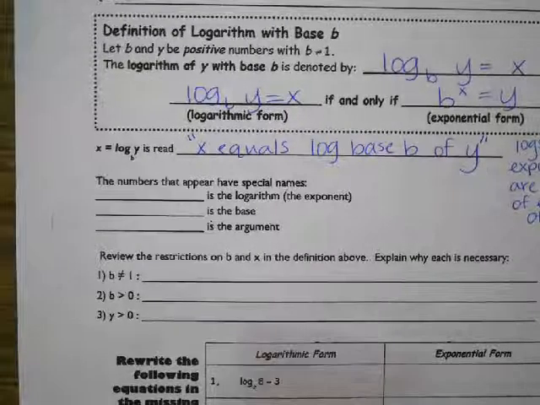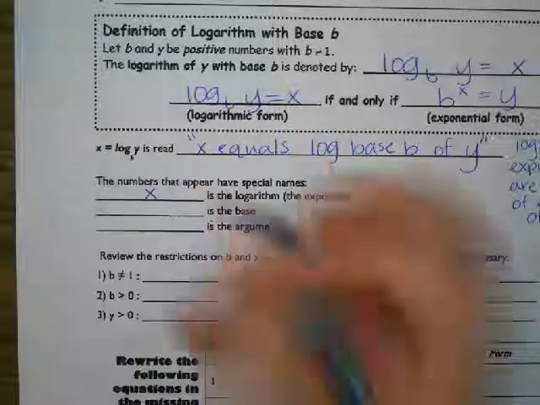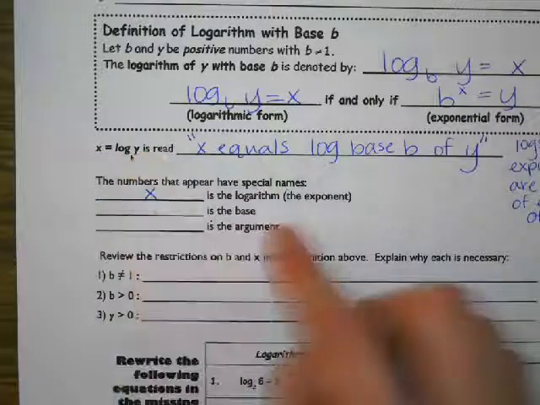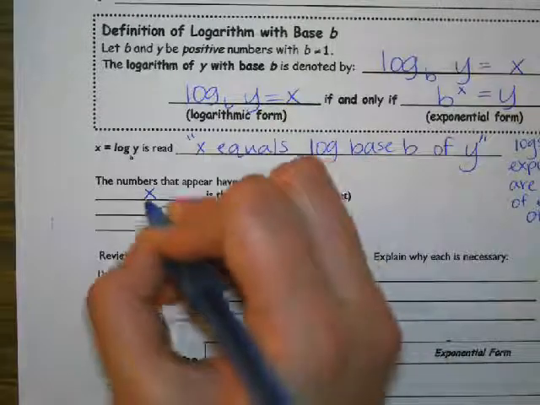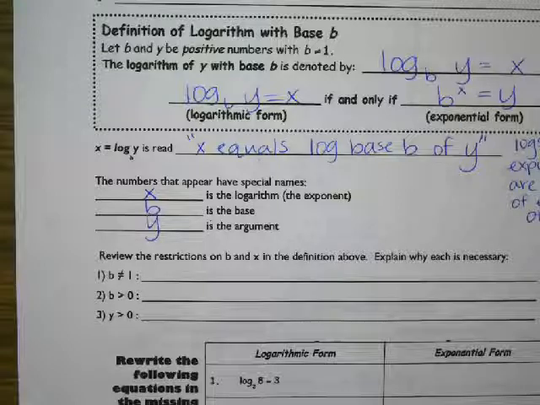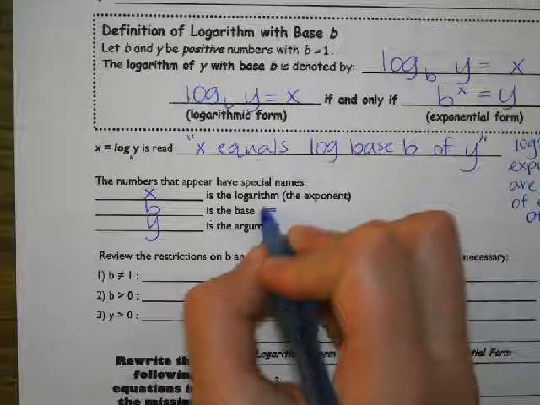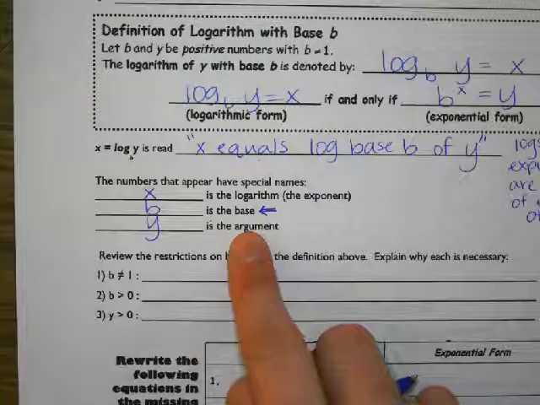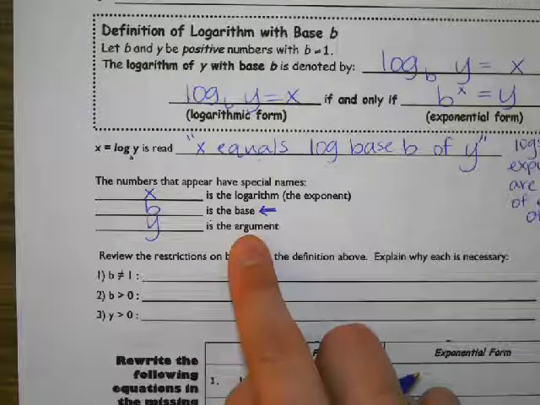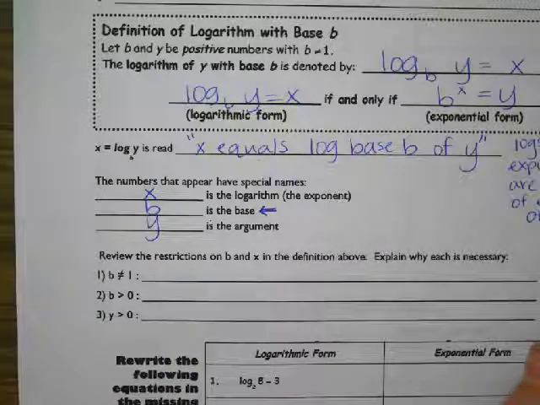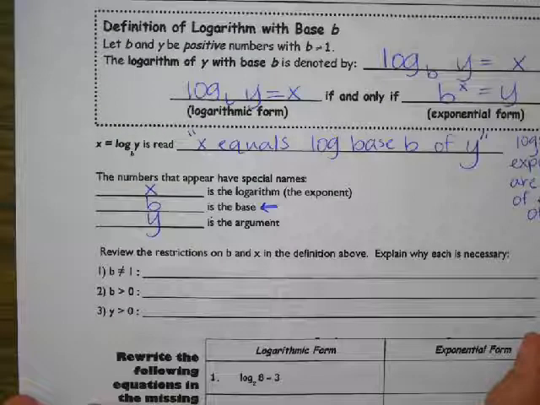Okay. So x is the logarithm. I'm going to say x equals the log of something, so x is the logarithm. b is the base. And y is called the argument. And honestly, the only one you really have to know is that b is the base. I did not even know that y was called the argument until I filled out these notes that I stole from another teacher, and I had to Google it because I didn't know what was supposed to go in that space. So b is the base is really the only thing that we need to care about.